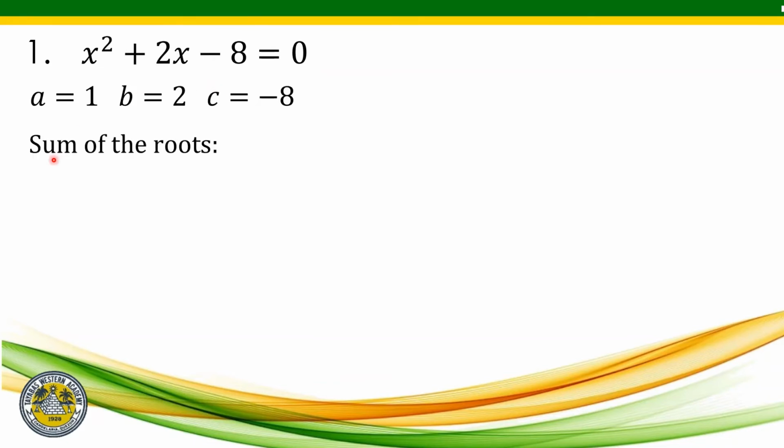We will find first the sum of the roots. We will use the values of b and a. The formula to find the sum of the roots is negative b over a. So copy the negative sign, the value of b on the numerator, which is positive 2, divided by the value of a, which is positive 1. Copy the negative sign, 2 divided by 1 is 2. So the sum of the roots for number 1 is negative 2.